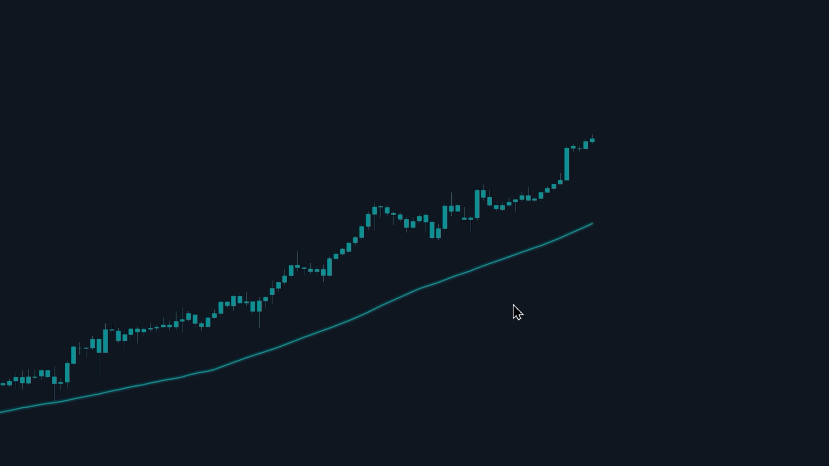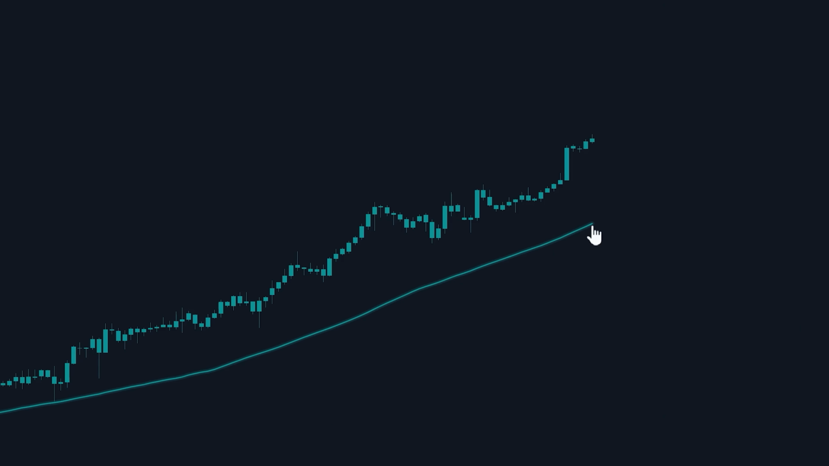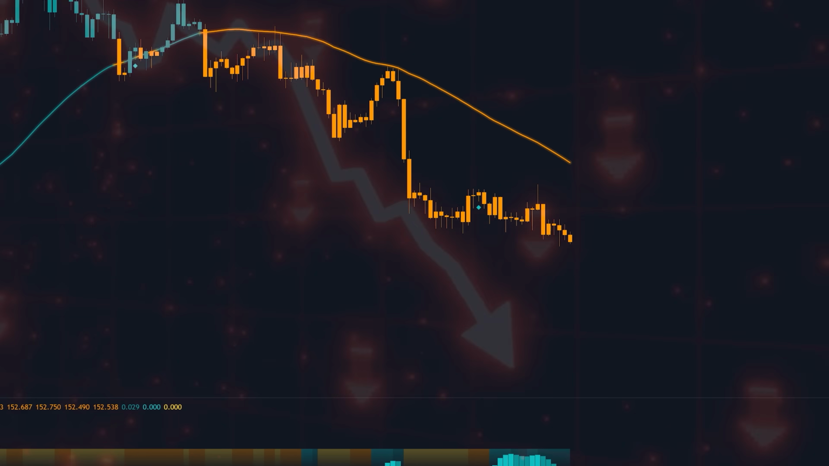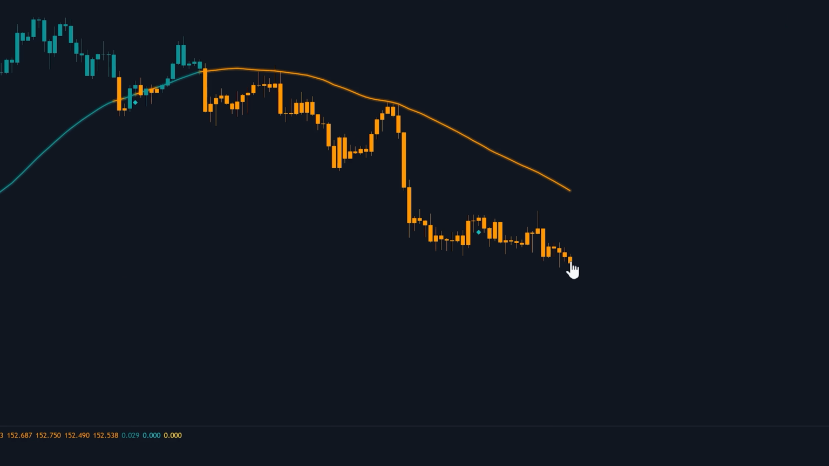We're gonna use this indicator in several ways. Number one, and the most obvious, is to determine the trend of the market. This is a bullish trend, as you can see. You just wanna make sure that the color of the moving average is blue and the price is consistently trading above the moving average. Conversely, if this is a bearish trend, the moving average should be colored yellow with the price consistently trading below the moving average.